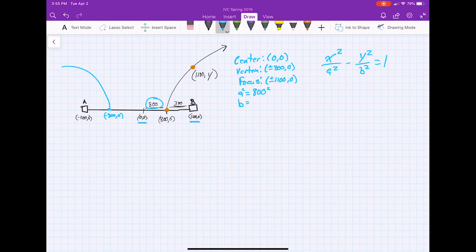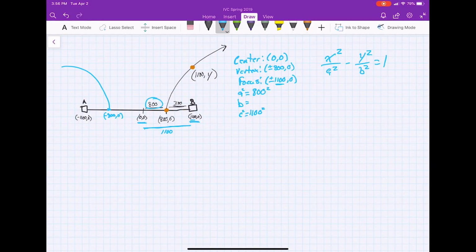Our b, we don't know what that is, but we're going to calculate that number. Because we do know what c is, and that's the distance from the center to our focus, which is 1100. So we'll pull that down into the equation. So that distance right here is 1100. So actually it's not in an equation yet, but anyway, c is equal to 1100, and these of course are squared.